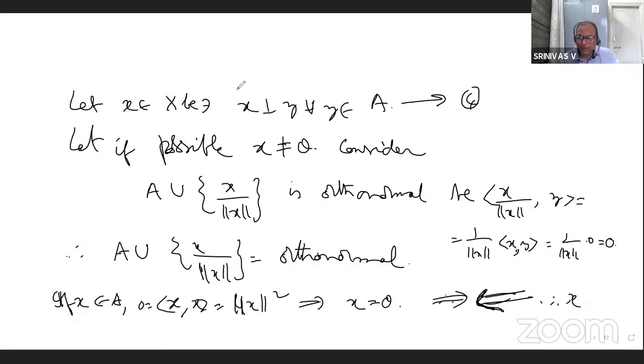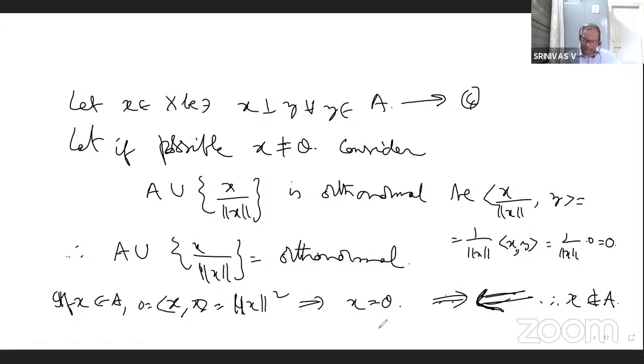Okay, so your x does not belong to A. Now, therefore, this also will not be in capital A. x by norm x will also be in capital A, because multiplying x by a scalar does not change this property, right? If you had taken x by norm x, norm x goes out, the inner product of x with x remains. So this becomes norm x, and it is equal to 0.